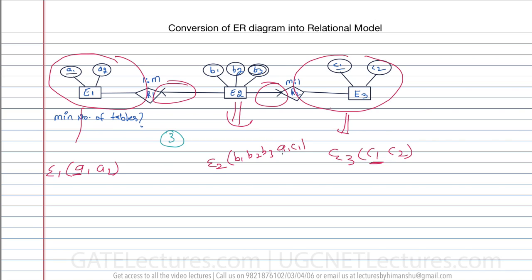A1 and C1. Further, because here B3 is a partial key, it is not a key, we could create different tables here. We can further divide these tables, but if we discuss the minimum number of tables required, the minimum number in this scenario is only 3. In this scenario also we require only 3 tables at minimum.